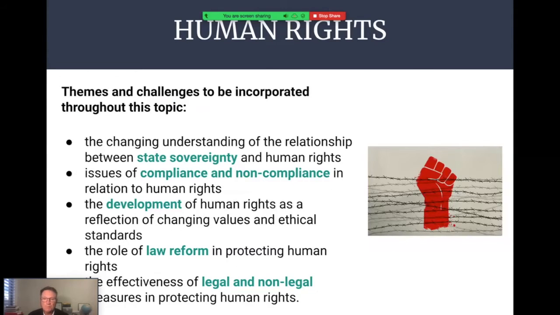When we move to human rights, if you look at the themes and challenges that could be assessed in these A, B, C formats, we can look at the changing understanding of a relationship between state sovereignty and human rights. That in itself, that theme and challenge, has been a past HSC question. We can look at issues of compliance and non-compliance, development of human rights as changing values and ethical standards, so we get new types of human rights, okay? Law reform regarding human rights. For example, the recent reform for gay marriage, extending human rights to marriage to gay relationships.